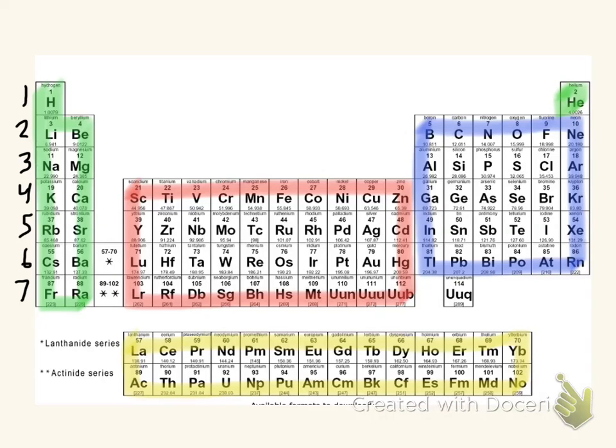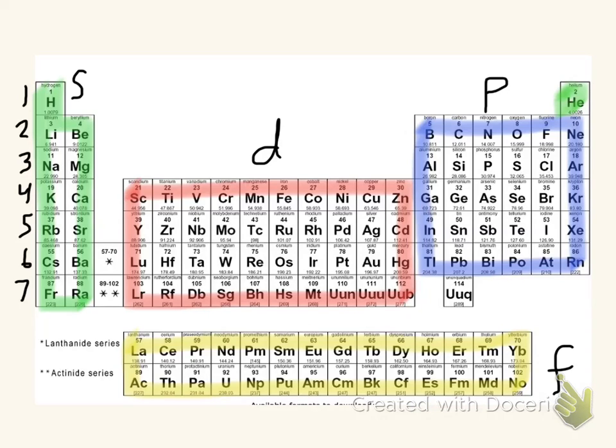Take a look at the periodic table. I have this color-coded into the different blocks. On the left here, we call this the S block. On the right, in blue, we call that the P block. Notice that helium is also in the S block. That's why it's green. In the middle, we have the D block. That's in red. And down low in yellow we have the F block. Today in this video we're just going to focus on the S block and the P block.